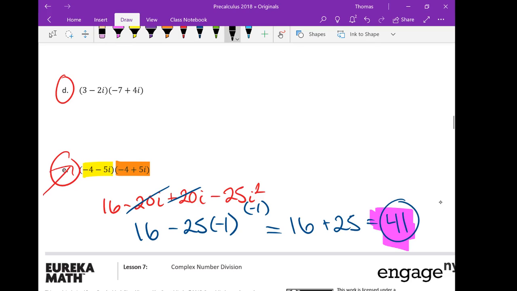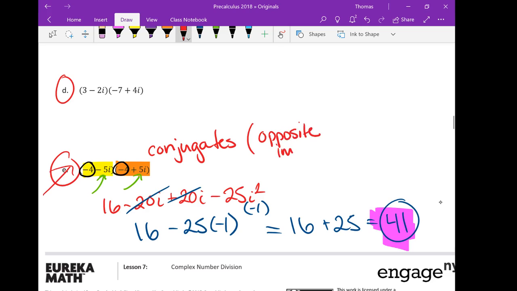Let's see what's special about these 2 numbers. Notice these 2 numbers are almost the same. The real parts are the same. They're both -4, but our imaginary parts rather have the opposite sign. So these 2 complex numbers are called conjugates. What's special about them is that they have opposite imaginary parts. And something else that's special is what happens when we multiply conjugates: we get just a real part out at the end. So we're going to use that today as we start to think about multiplicative inverses and then division tomorrow.